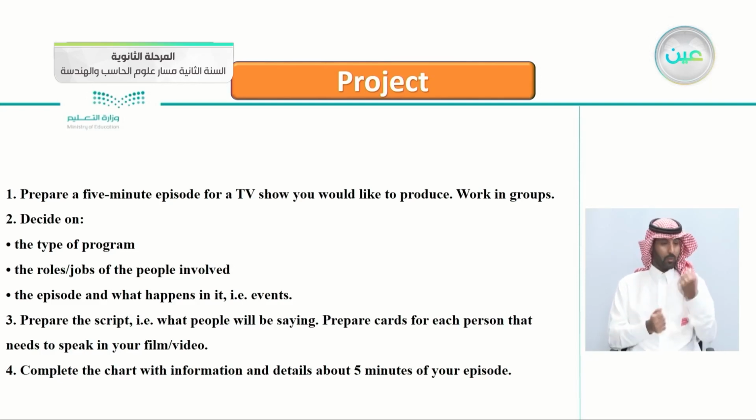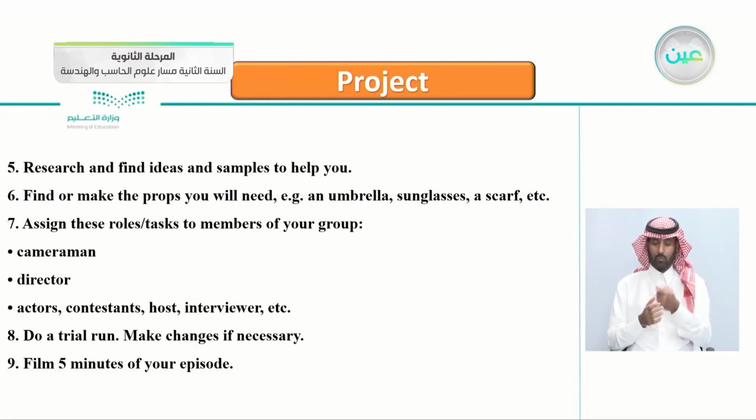Prepare cards for each person that needs to speak in your film or video. Complete the chart with information and details about 5 minutes of your episode. Number 5, research and find ideas and samples that help you. Number 6, find or make the props you will need, meaning an umbrella maybe, sunglasses, a scarf, etc. Number 7, assign these roles or tasks to members of your group: cameraman, director, actors, contestants, host, interviewer, etc. Do a trial run, make changes if necessary. Film 5 minutes of your episode.